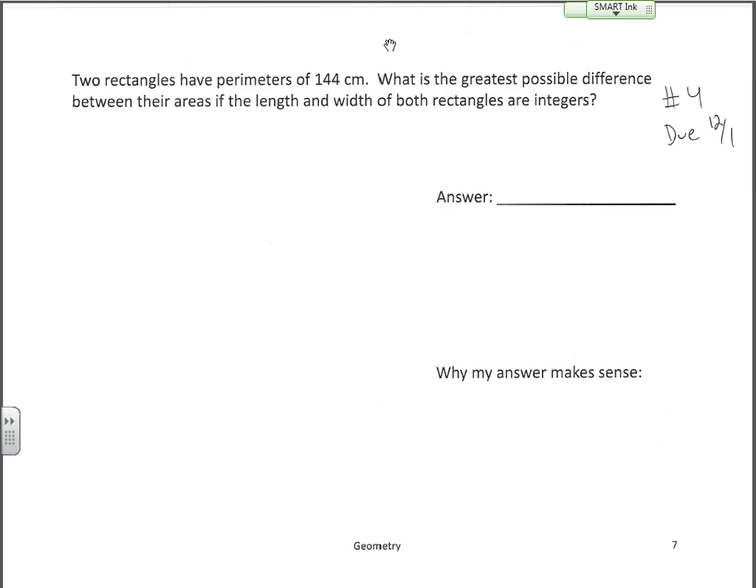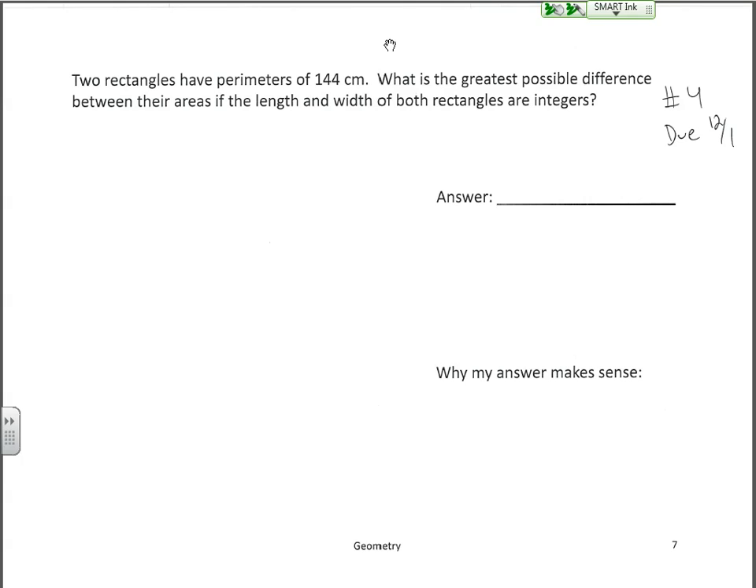This is your hint video, your explanation video for math packet number 4, due December 1st. There's a stack of them on my desk at school. Pick one up at any time, or I've also posted one on Google Classroom that you can print out if you'd rather that. So here's your first logic question page.